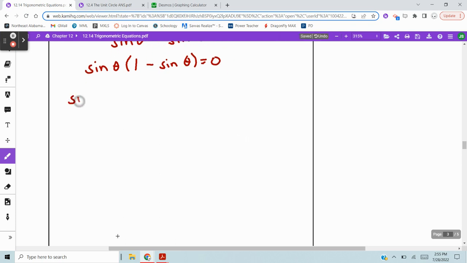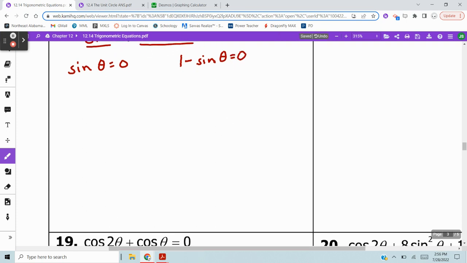Split it, and you now have the sine of theta is equal to 0, or 1 minus the sine of theta is equal to 0. Set each of these terms or factors equal to 0. The first one is easy. We ask ourselves, where is sine equal to 0? That's a quadrantal angle. That's going to be at 0 degrees or at 180 degrees. That's where my y values are 0.